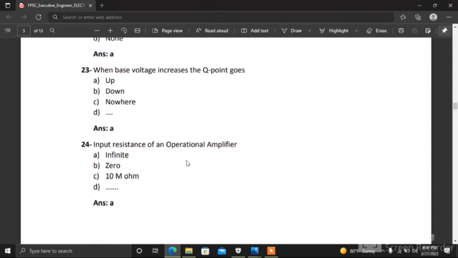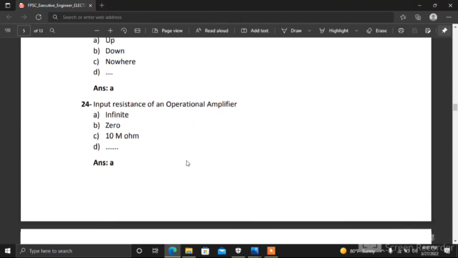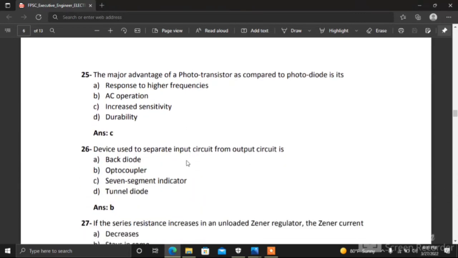Input resistance of operational amplifier is, correct option is A, infinite. The major advantage of phototransistor as compared to photodiode is, correct option is C, increased sensitivity. The difference between phototransistor and photodiode is, transistor is NPN device while photodiode is simple PN device. Photodiode is generally used in solar cells while phototransistor is used to detect light or as sensor.